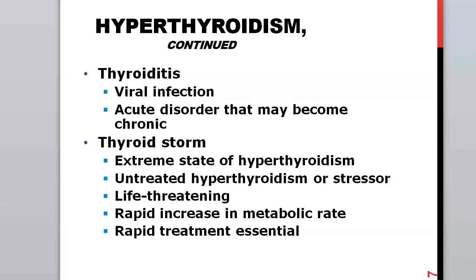What happens is that there's obviously a rapid increase in metabolic rate. And I do want to point out that because we have come so far with treating these patients with hyperthyroidism, we don't see thyroid storms as much as we used to, because we're able to diagnose these patients early in their disease, and treatments are very successful, especially with the medications that we prescribe with these patients.